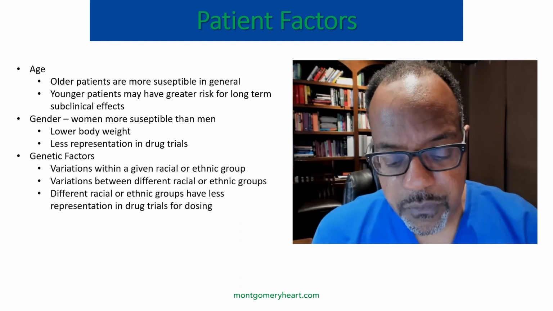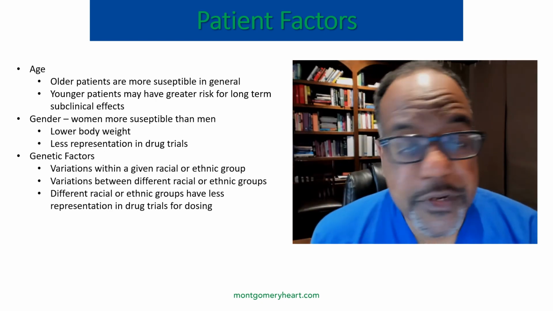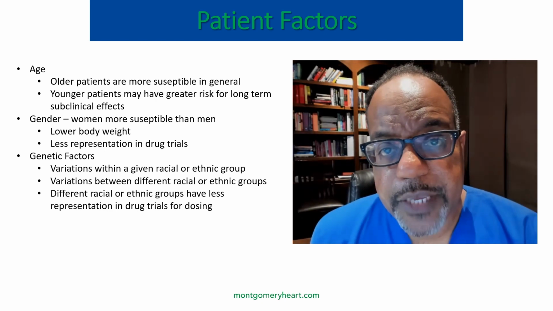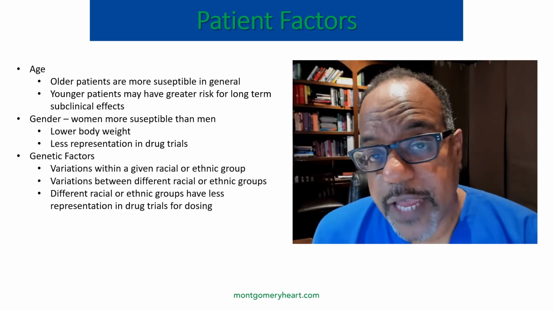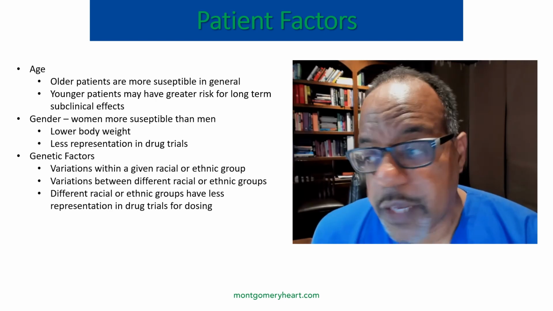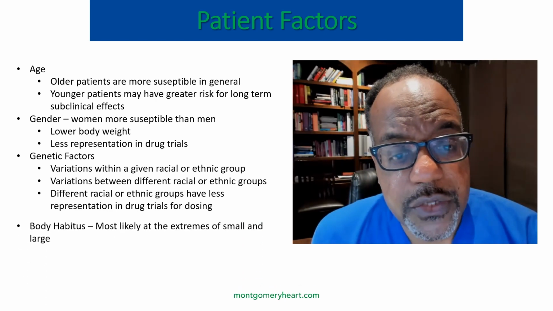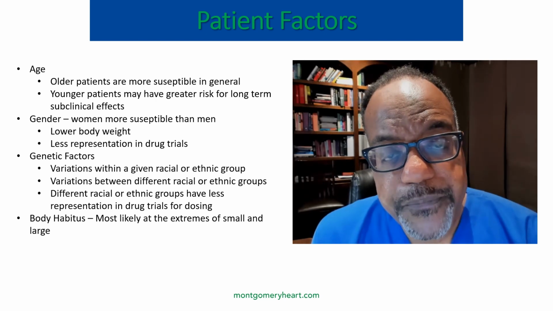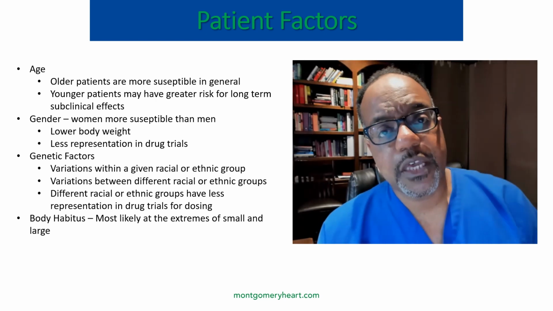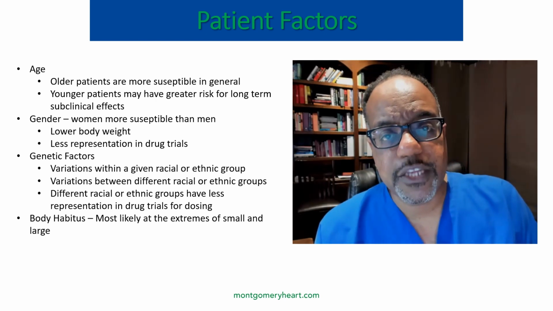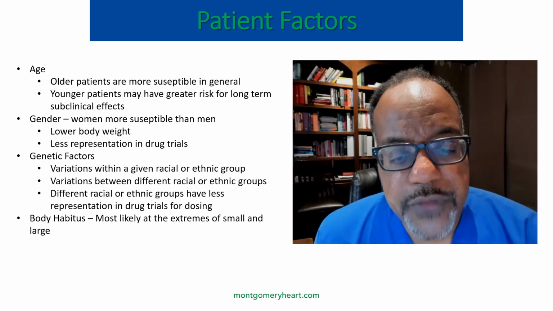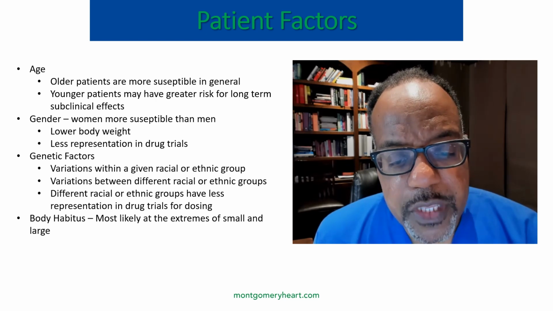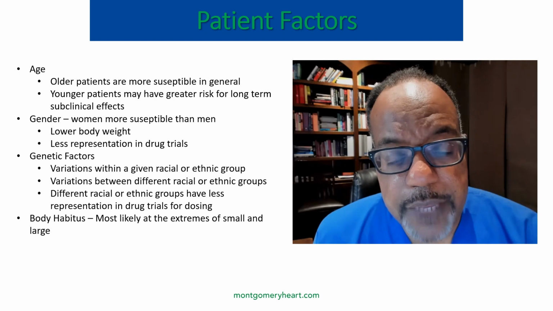For gender, women tend to be more susceptible. Women are smaller, so their metabolism may be different. They're not well represented in many of the drug trials, so we may not have the appropriate dosing for women when we come out with the recommendations for certain drugs, and that may be a contributing factor as well. There are also genetic factors. Some ethnic groups metabolize things through the liver differently than others, so we have to keep these things in consideration. There are variations between racial and ethnic groups, and differences within racial groups. There's a difference in dosing that may be required.